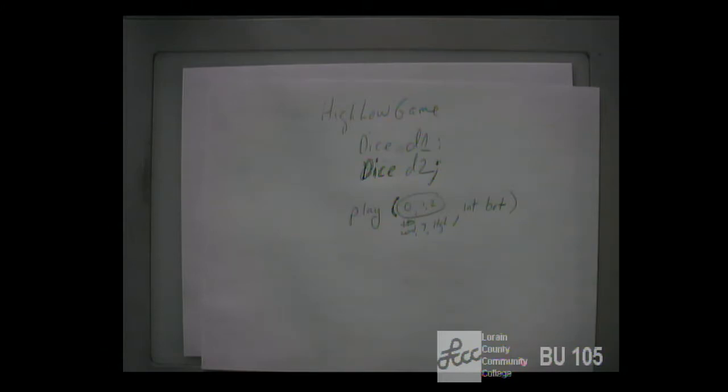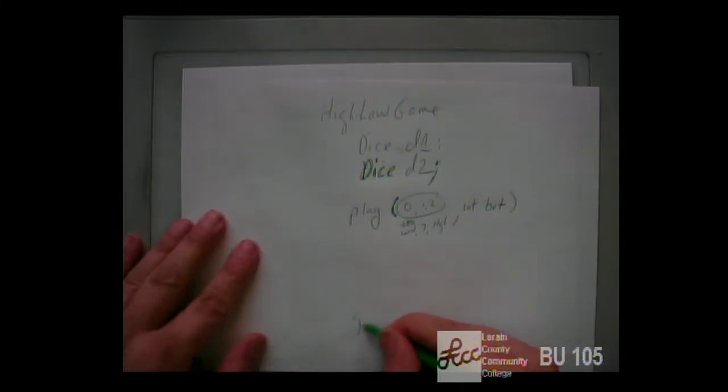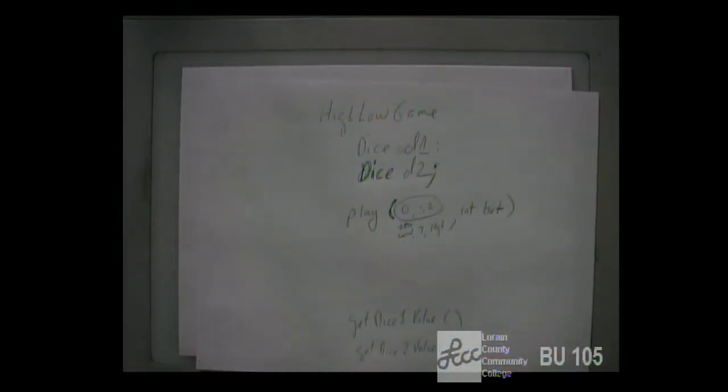I'm going to have two other methods. It says get dice 1 value and get dice 2 value. That's probably all we need. So let's go in here.